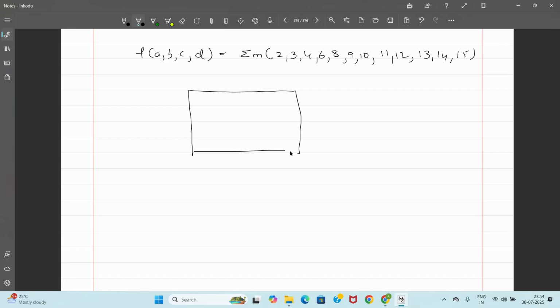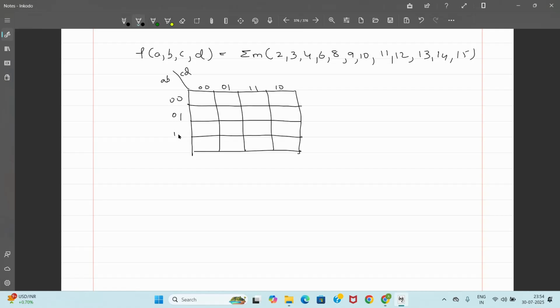Now, in case in the question they've not mentioned any variable like A, B, C, D, or W, X, Y, Z, then it is your choice. You can choose any variable and you can solve the problem. But if they have given the variables, please use those variables itself to write your output equation. A bar, B bar, A bar, A B, A B.